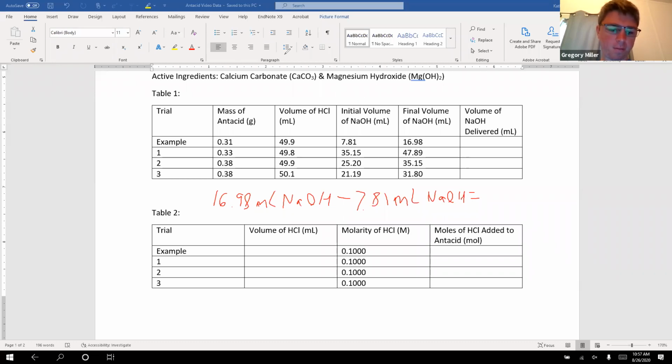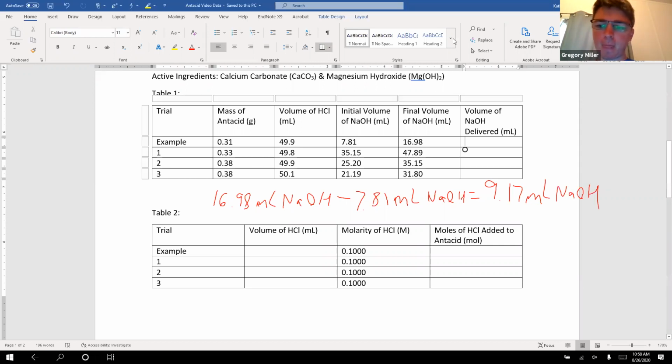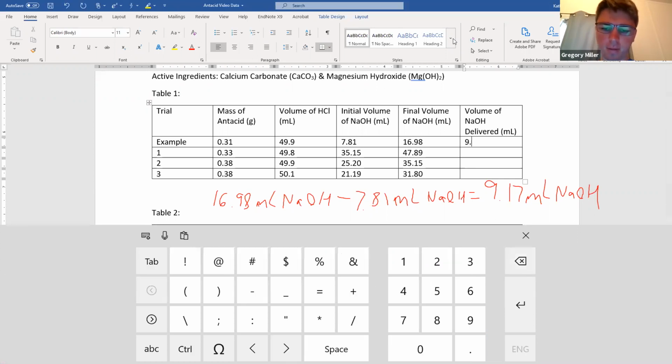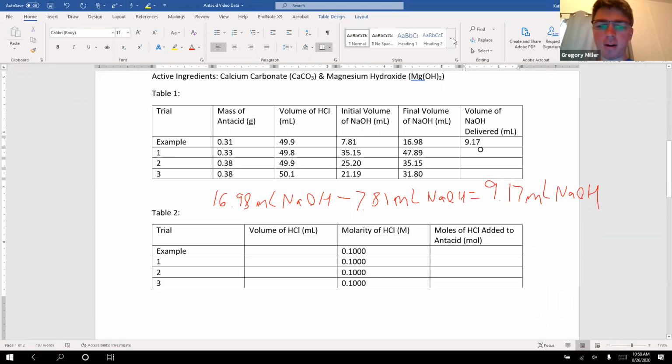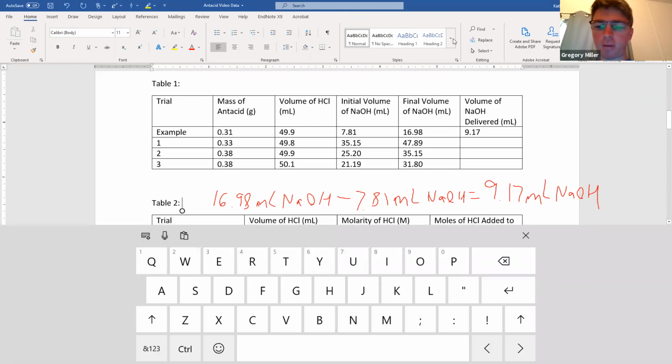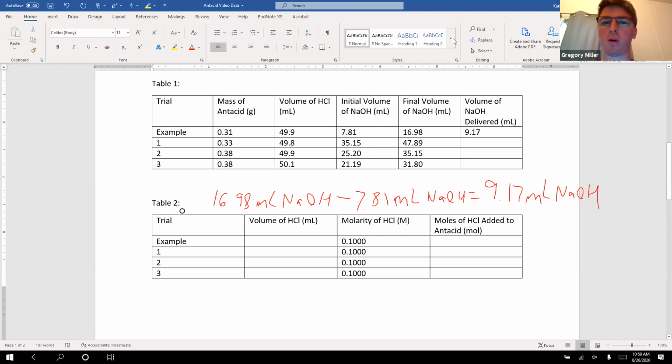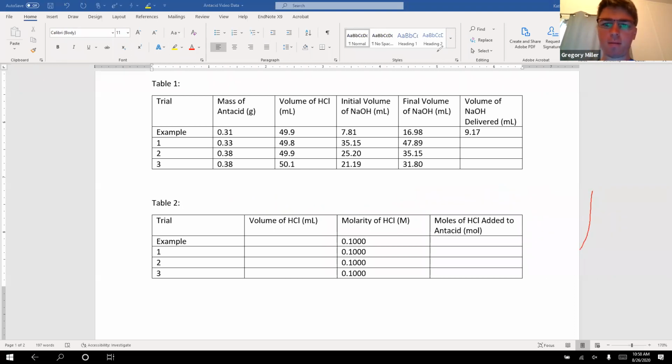So we get 9.17 milliliters of NaOH. Very easy, very straightforward. As for significant figures, again, 2 decimal points, 2 decimal points, 2 decimal points. Everything already works out as we need it to. So go ahead and clear this so I can move down.